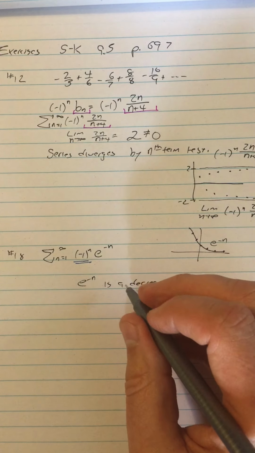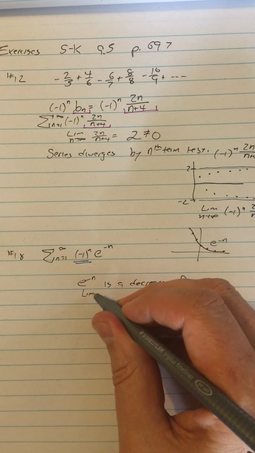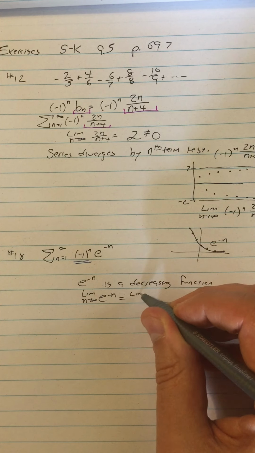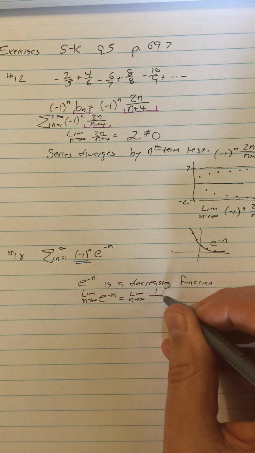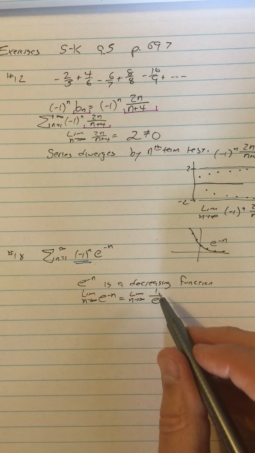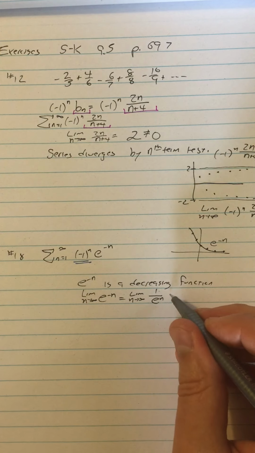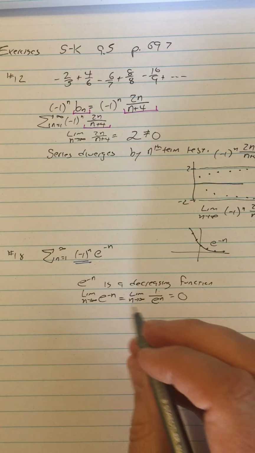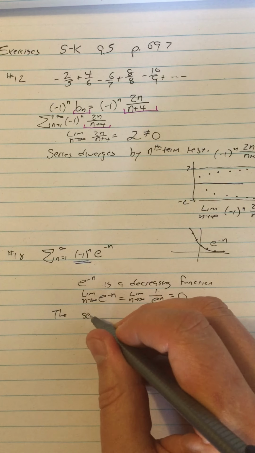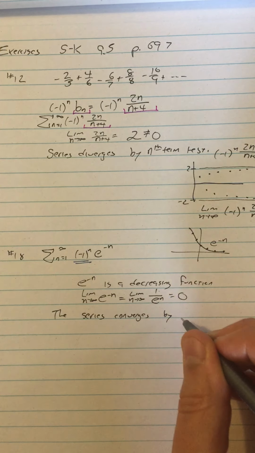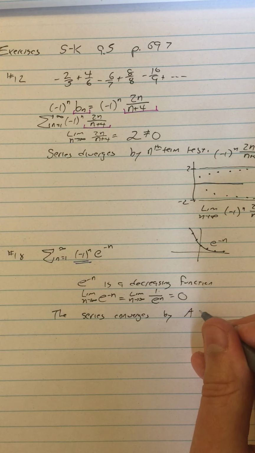E to the negative n is a decreasing function, and the limit as n approaches infinity of e to the negative n is the limit as n approaches infinity of 1 over e to the n. This is a fraction whose numerator is bounded and whose denominator increases without bound, therefore that limit is 0. And then you get to just say the series converges by the alternating series test.